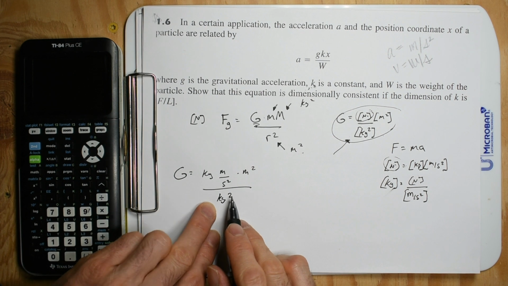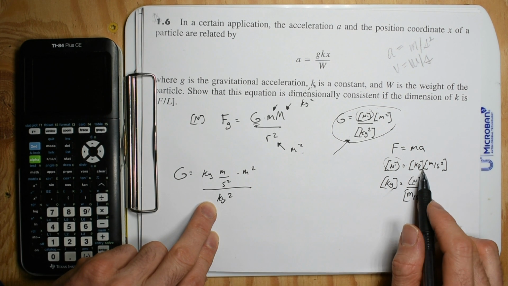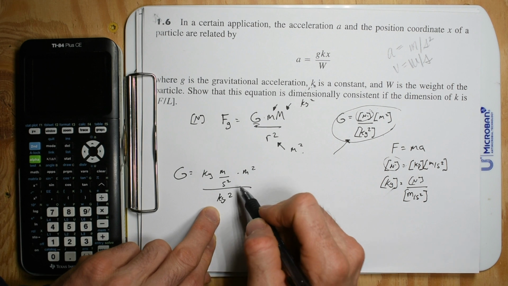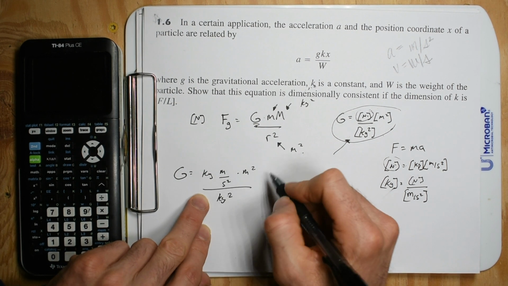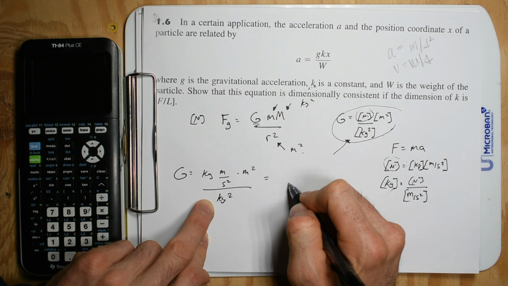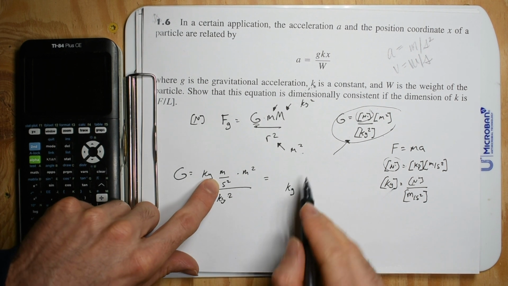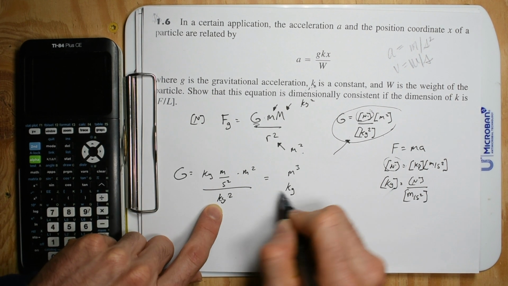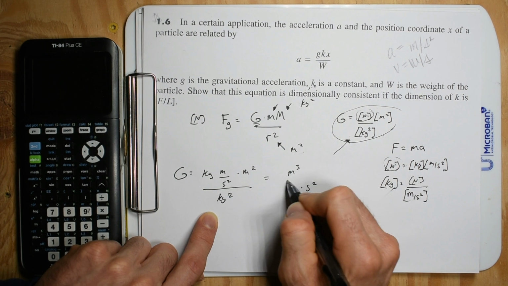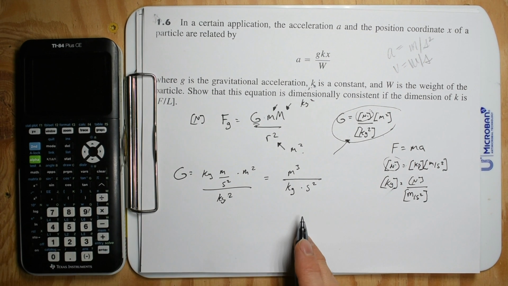Well, it looks like, yeah, I guess this works. It looks like you're going to get 1 kilogram downstairs. You're going to get meters cubed upstairs, and you're going to get seconds squared downstairs. Perfect. Okay, so that's it.